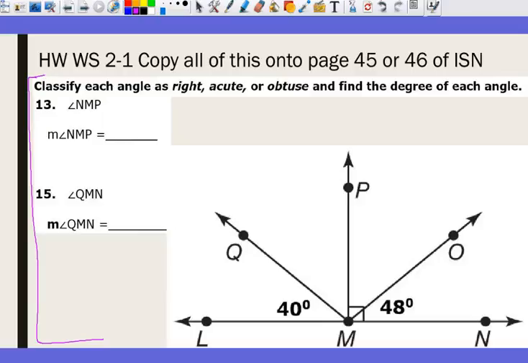Okay, so first step, you need to highlight your angle. NMP. Okay, what type of angle is that? It is a right angle, you know, because of that square right there. Raise your hand when you think you know the answer. How many degrees do you think that's going to be? All right, John, how many degrees do you think that's going to be? 90 degrees. Good job.